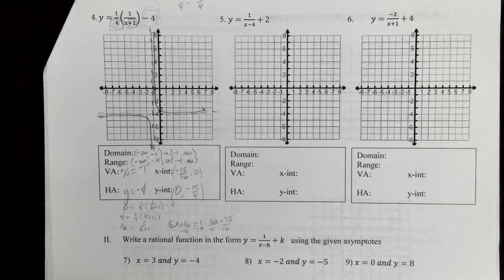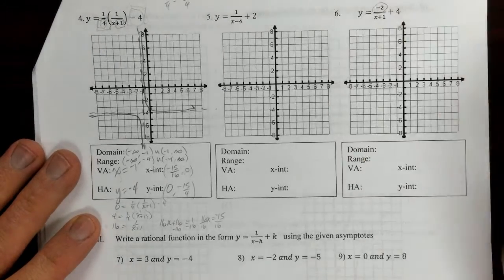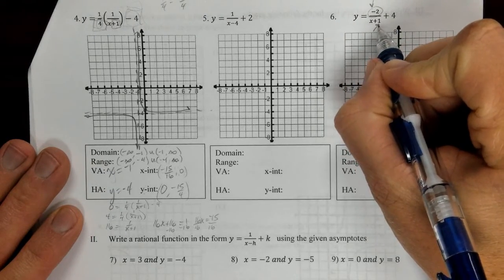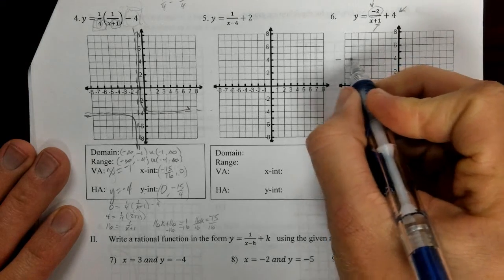Alright, we're going to skip number 5. Let's go to number 6 and look at some transformations there. So number 6, obviously we have a vertical stretch there. We have a reflection here. We have a translation to the left 1 unit and up 4. So up 4 units, there it is.